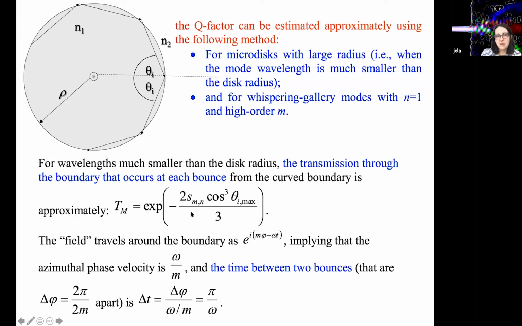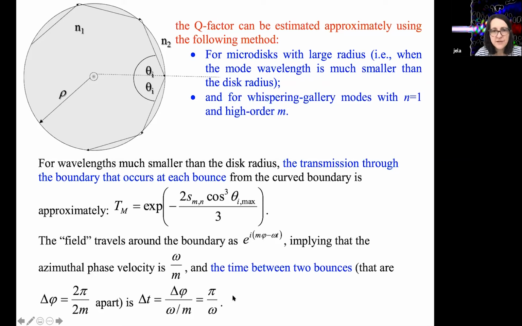So this SMN is the Nth zero of Bessel function of order M, with M and N being the same as the azimuthal and radial numbers of the mode. And theta I max is the angle that defines basically the critical angle for total internal reflection. So that's the angle that you find from Snell's law, right? So it depends on the refractive indices and depends on the order of the mode.